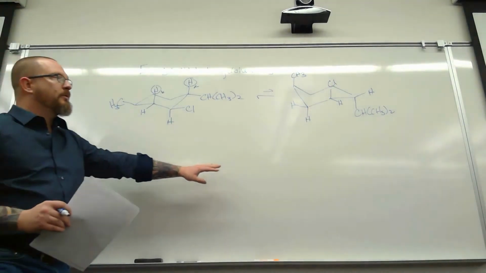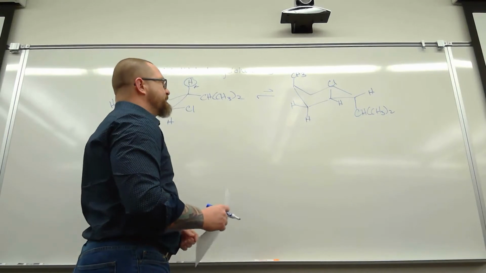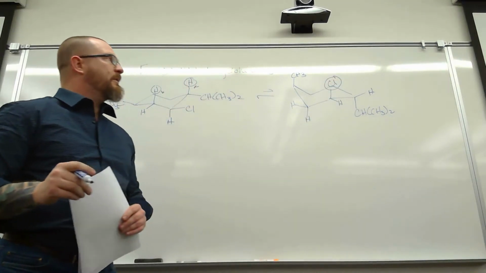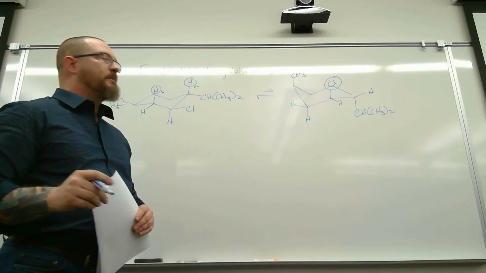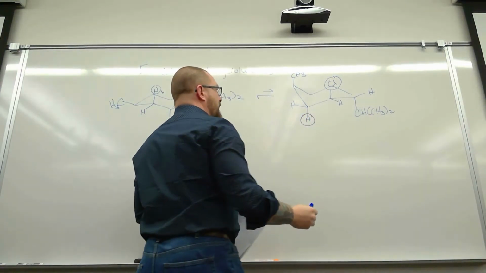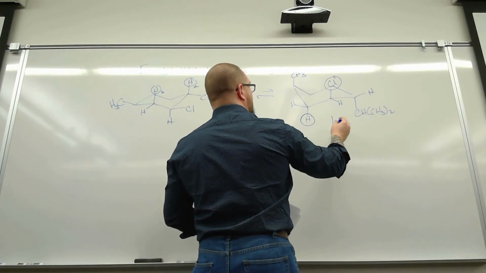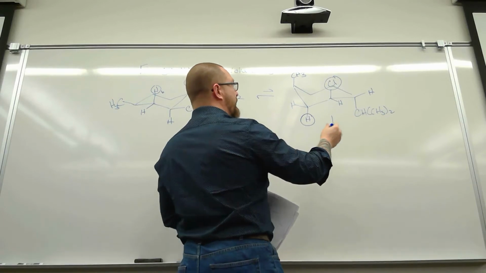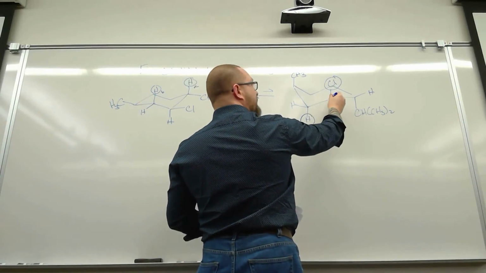So what about this one? Can we get an E2 out of this? Yes. We've got a chlorine, and do we have a hydrogen that can react with it? Bottom. In this particular one, do we have any other hydrogens that can do the elimination? So we have to put the double bond between this carbon and this carbon.